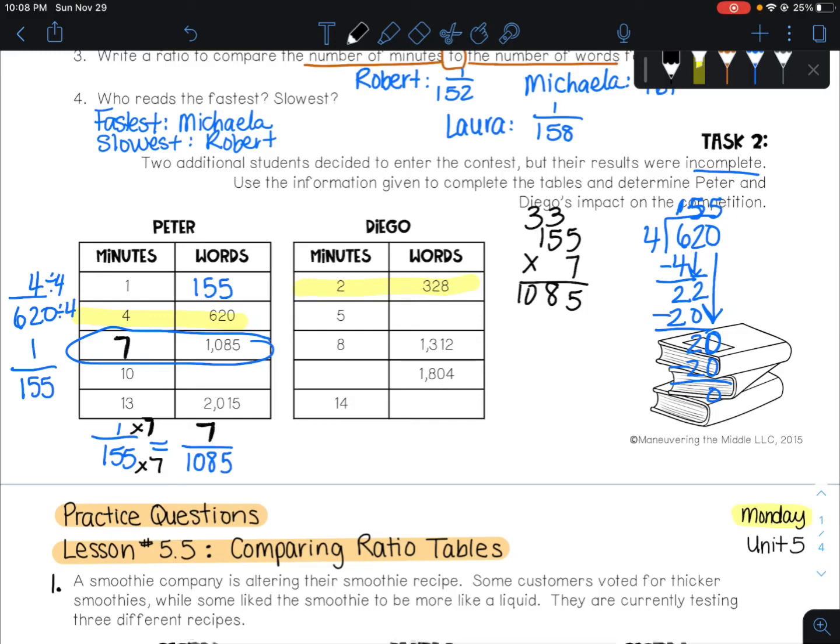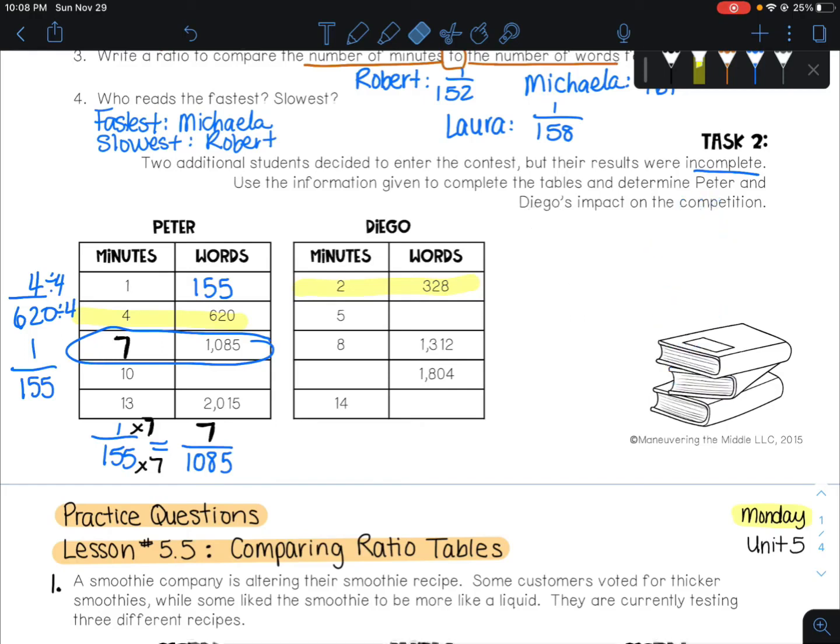Okay, now use this same trick that we just did, and now instead of the 1,085, we have 10 minutes. So I'm going to put the 10 on the top, and this one's much easier. 1 times 10 is 10. Multiply the 155 by 10, and you're just going to get 155 with a 0. So 1,550.